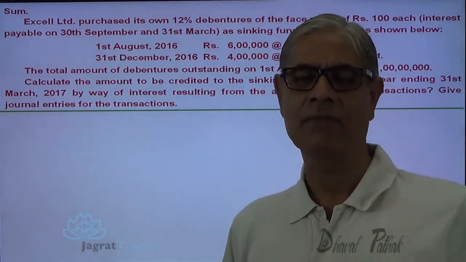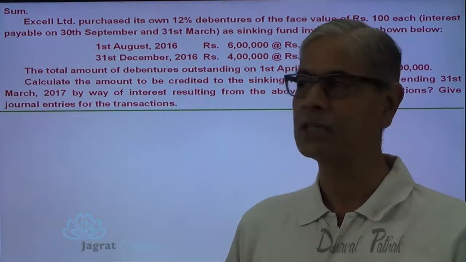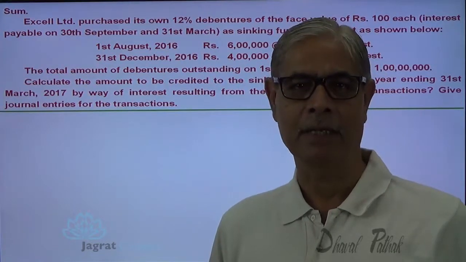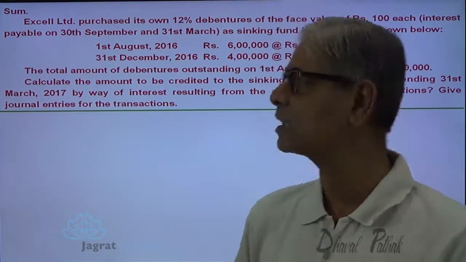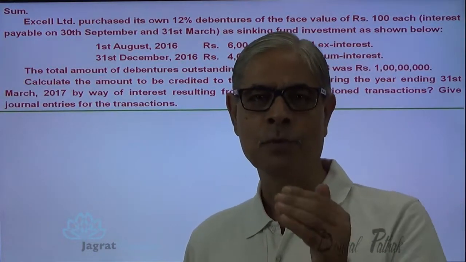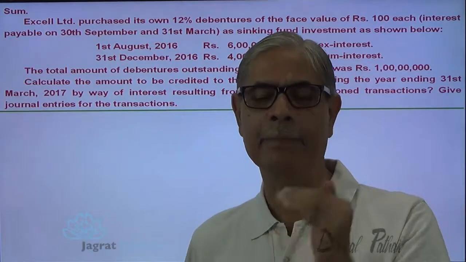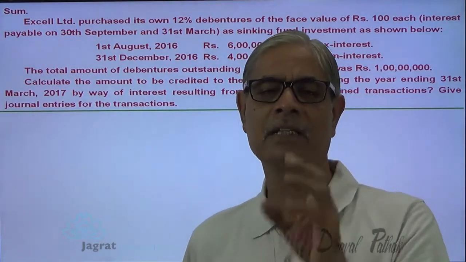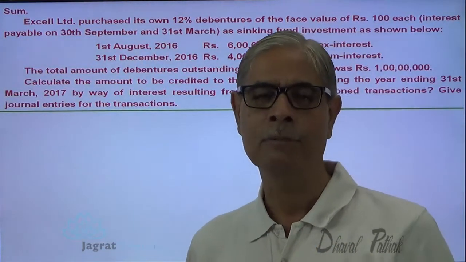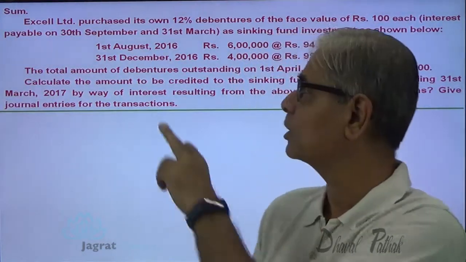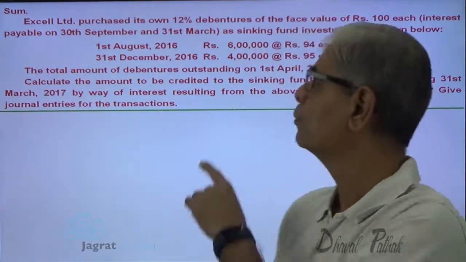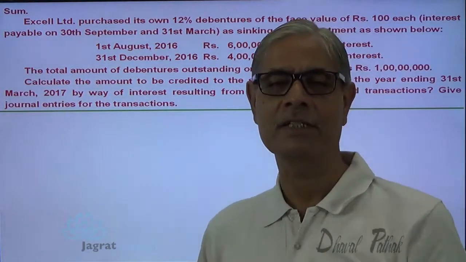How many months are there from August to 31st of March? So 1st of August, August, September, October, November, December, January, February, March, 8 months interest. So on this 6 lakhs, 8 months interest is going to be received. After purchase of own debenture, 8 months interest is going to be considered, and that will be transferred to sinking fund. The another purchase is on 31st of December. So number of months from 31st of December 2016 to 31st of March 2017 are 3 months. So on this 4 lakhs, 3 months interest is going to be received.